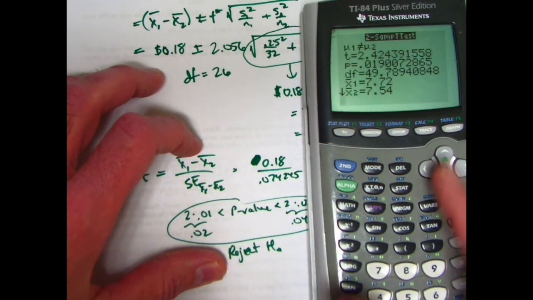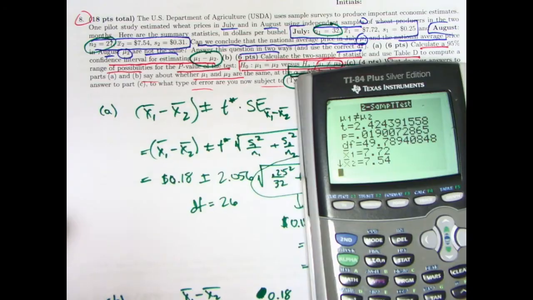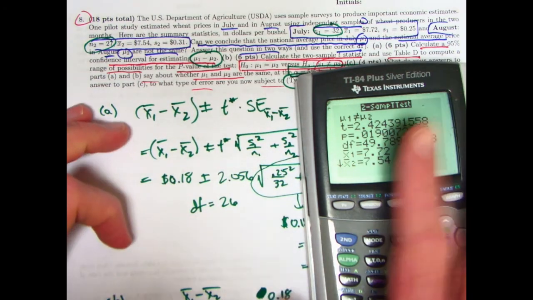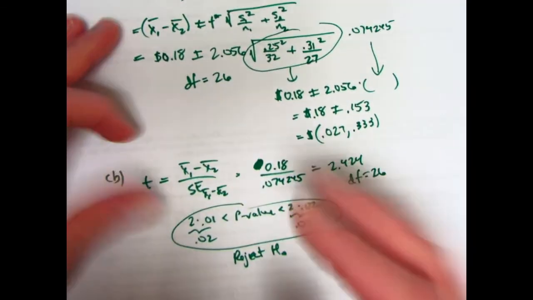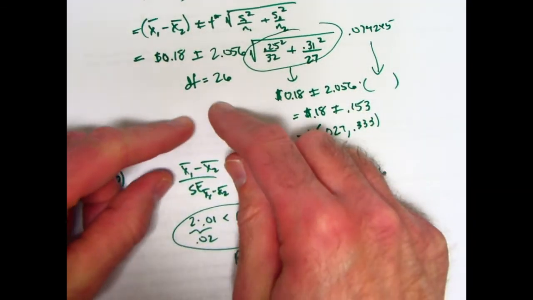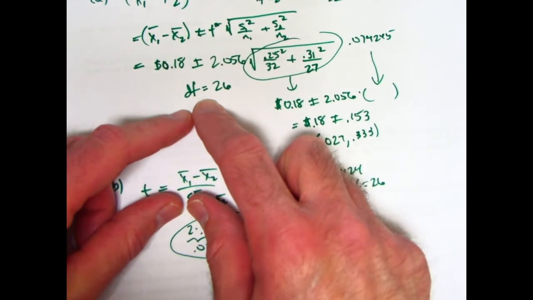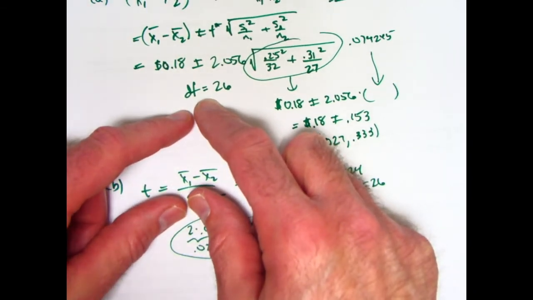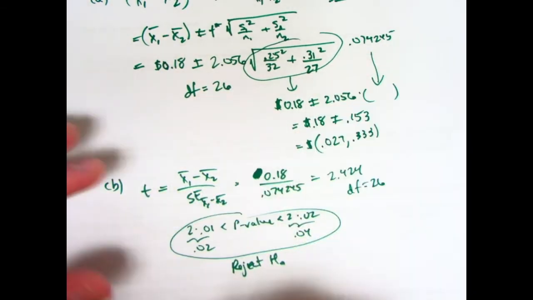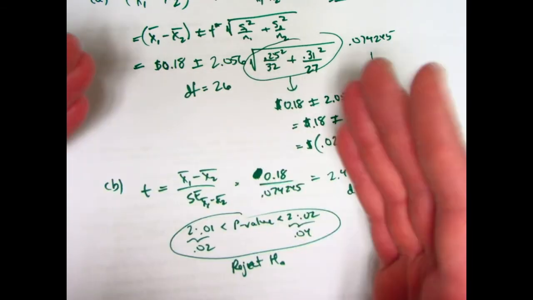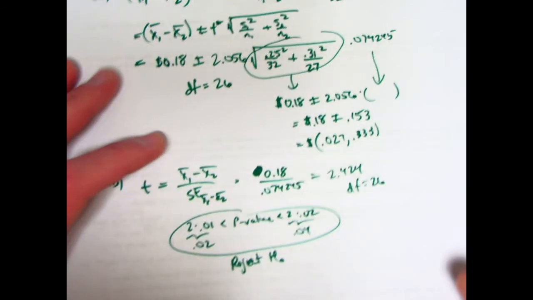Calculate the p-value. It's giving us a p-value of 0.019. So the calculator is giving us a p-value of 0.019, which is not the same as the p-value we got. Why not? Well, remember, because we used the conservative approach. We took df to be the smaller of n1 minus 1 and n2 minus 1. It's not as accurate as it could be, and it results in bigger confidence intervals and bigger p-values.